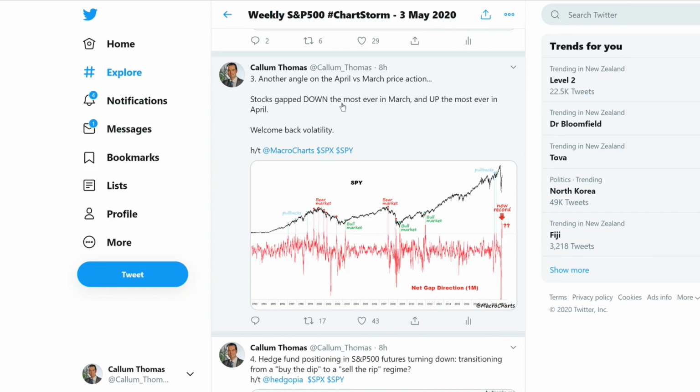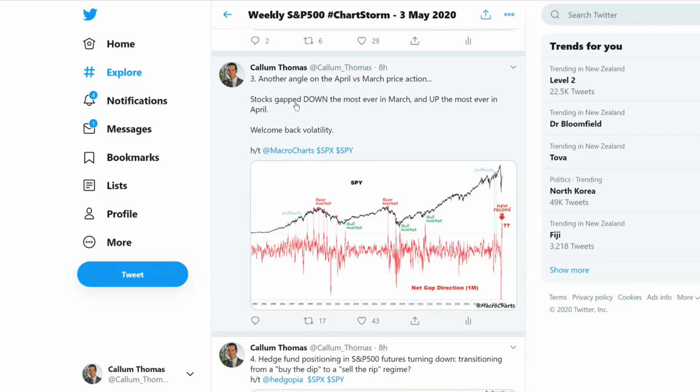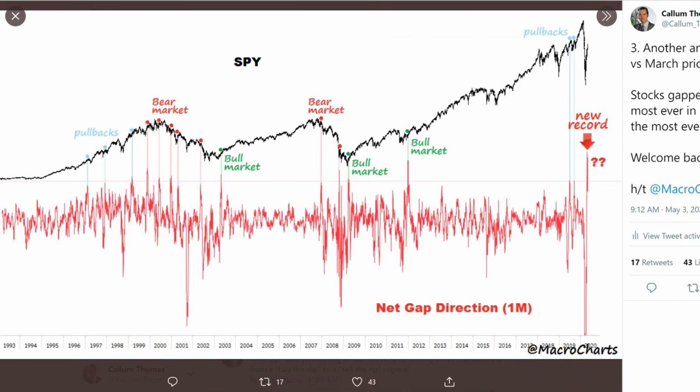Number 3, another angle on the April versus March price action. So what we're looking at here is the net gap direction over 1 month in the red line there, and the takeaway there is stocks gapped down the most ever in March and up the most ever in April. So welcome back volatility is kind of the punchline there.